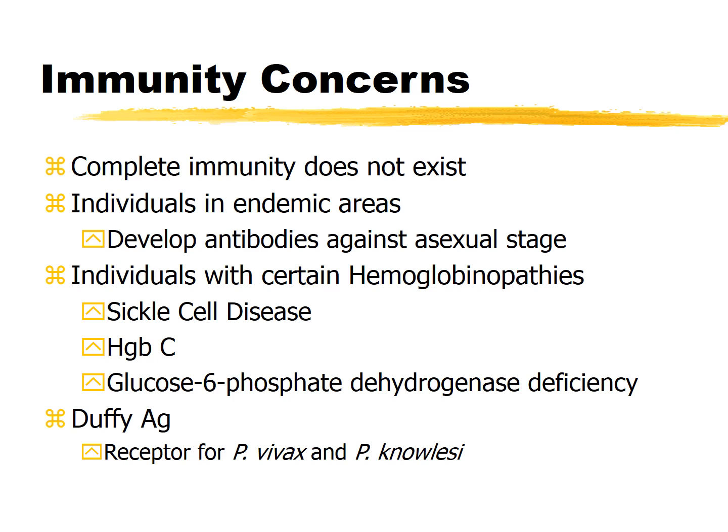Individuals in endemic areas, though, will develop antibodies, but it's only against the asexual stage. This is why some of the ELISA immunoserology tests don't work. Individuals with certain hemoglobinopathies will have a limited immunity to malaria: sickle cell disease, hemoglobin C disease, glucose-6-phosphate dehydrogenase deficiency. And then there's a weird immunity with Duffy antigen. It seems that there's a receptor for Plasmodium vivax and knowlesi on the Duffy antigen.